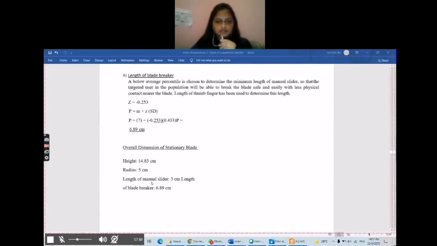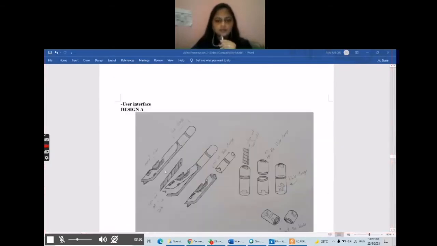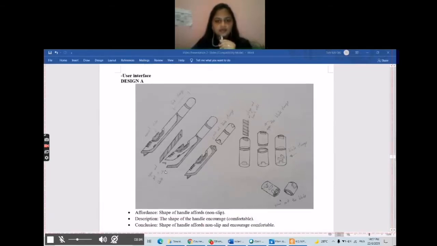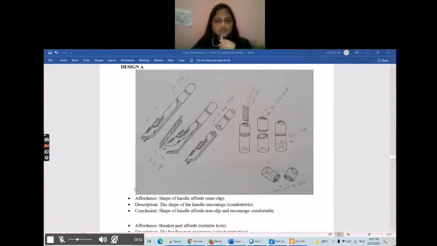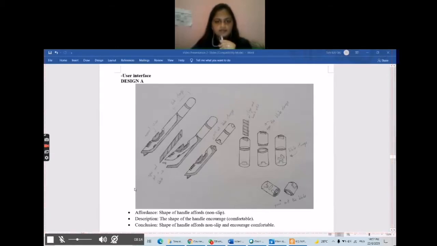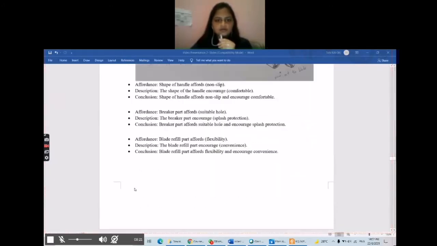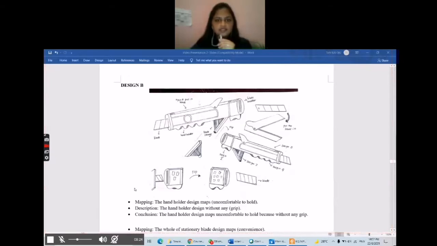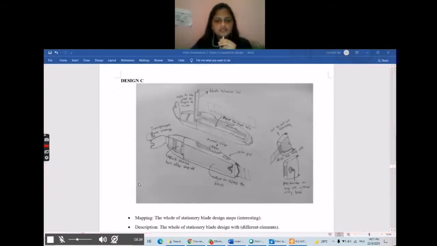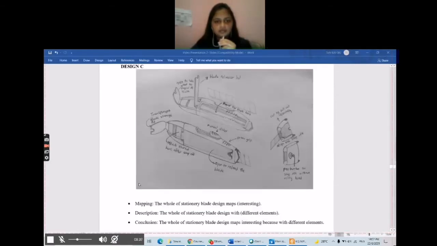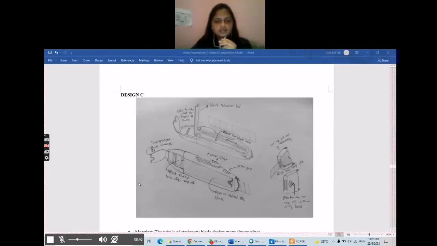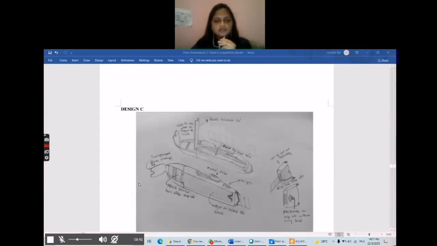The next one is the user interface. For design A, the shape of the handle offers a non-slip and comfortable anchorage, the breaker part offers a suitable hole and anchorage flash protection, and the blade refill part offers flexibility and convenient anchorage. Next is design F, the wall of the stationary blade design is interesting because of its different elements. The last one is design G, the hand holder design, which is uncomfortable to hold because it has no grip. The wall stationary blade design is convenient because it has many elements.